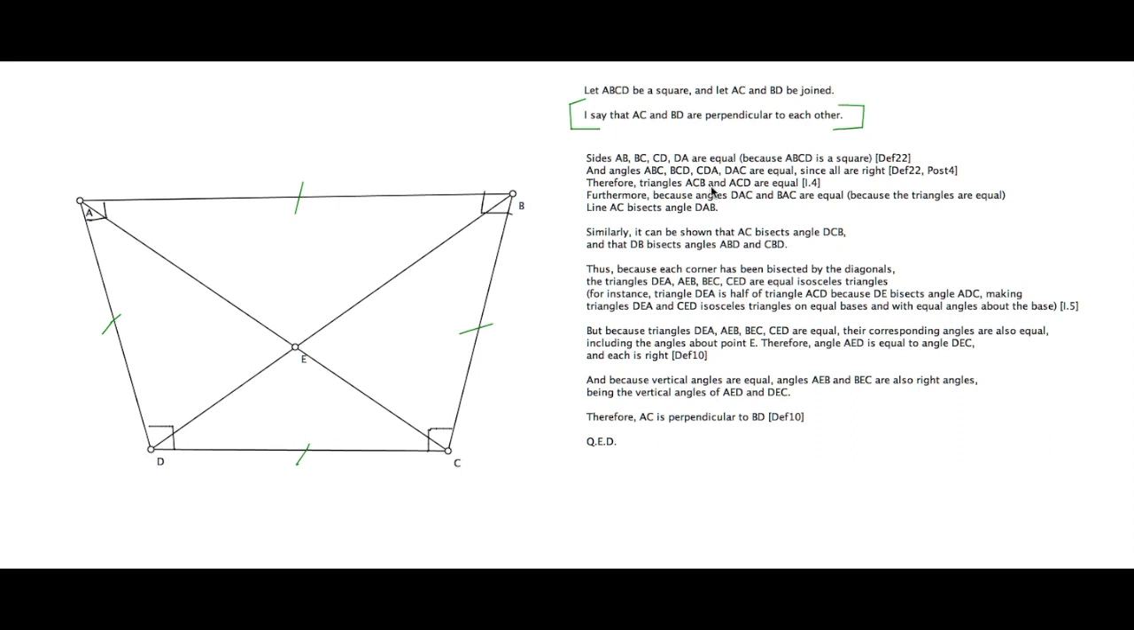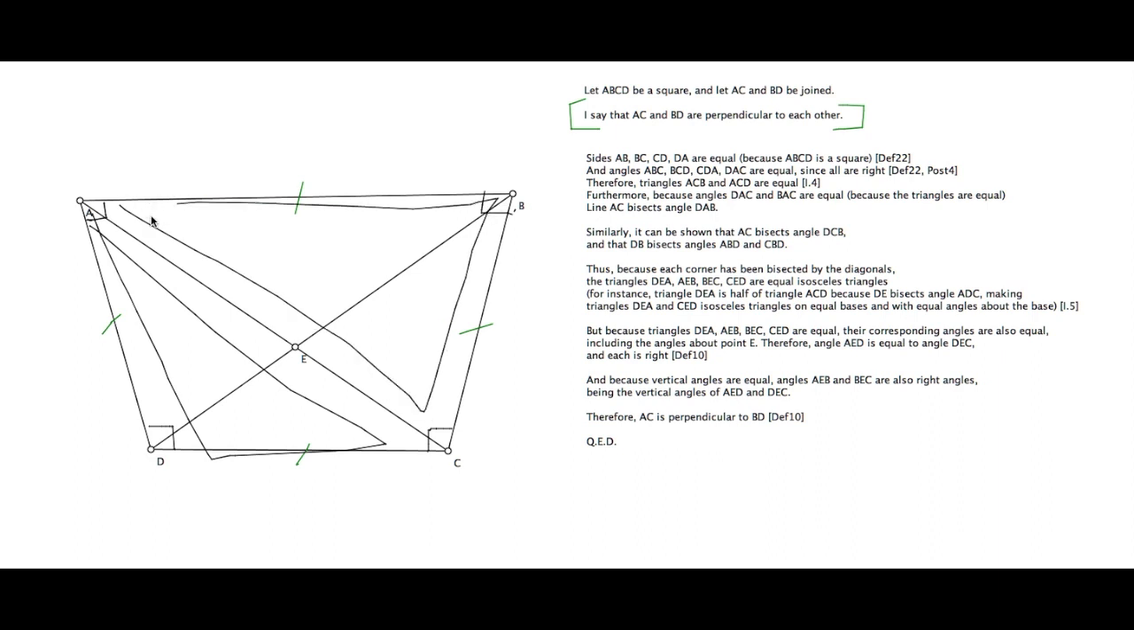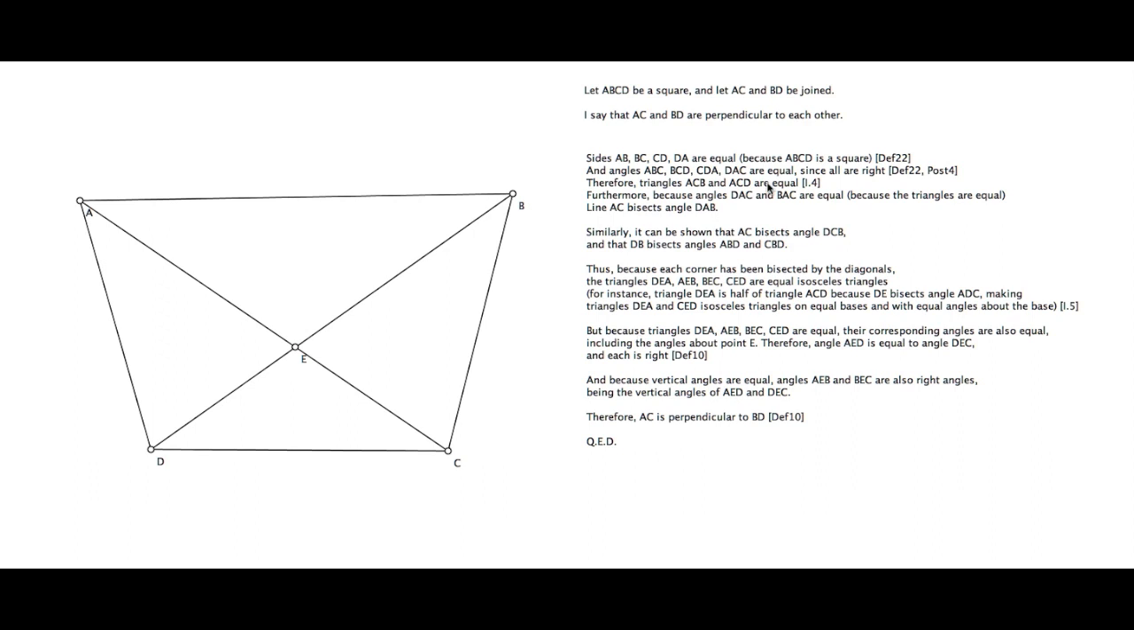Therefore, triangles ACB and ACD are equal. So the triangle ABC, so this triangle here, is equal to the triangle on the other side, ADC. So I've sort of divided this into two triangles. One triangle lies here, the other triangle lies here. Okay, so now we've divided it into two triangles. And the reason that we know these are equal is because of proposition 4 again, right? Because we know that this angle is equal to this angle and that the sides about them are also equal. Hence, the whole triangle is equal to the whole triangle.